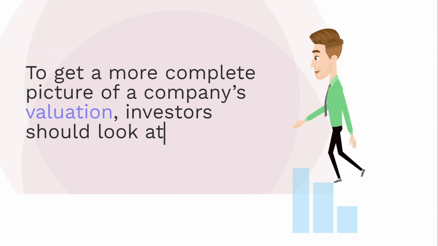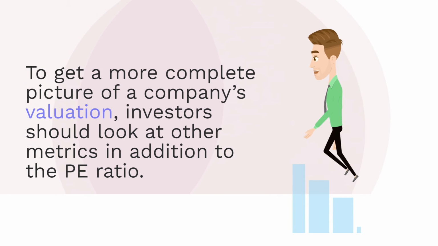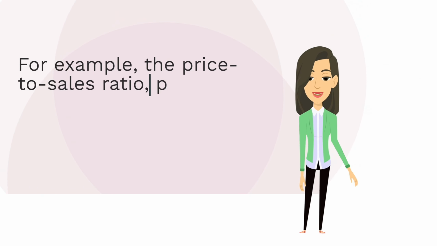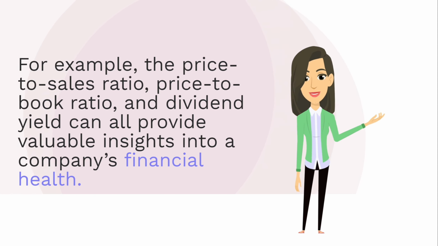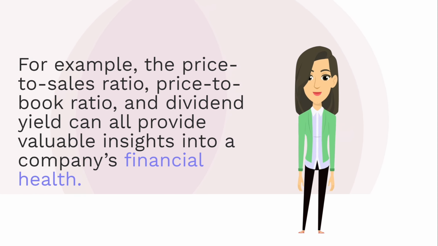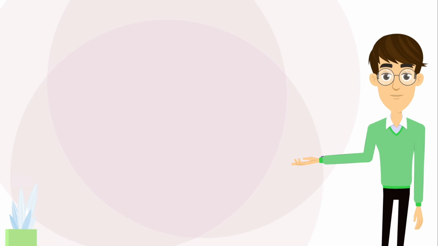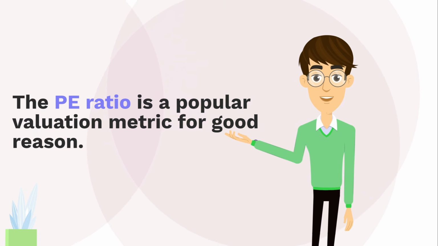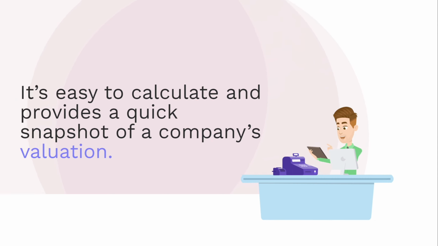To get a more complete picture of a company's valuation, investors should look at other metrics in addition to the P/E ratio. For example, the price-to-sales ratio, price-to-book ratio, and dividend yield can all provide valuable insights into a company's financial health. The P/E ratio is a popular valuation metric for good reason. It's easy to calculate and provides a quick snapshot of a company's valuation.